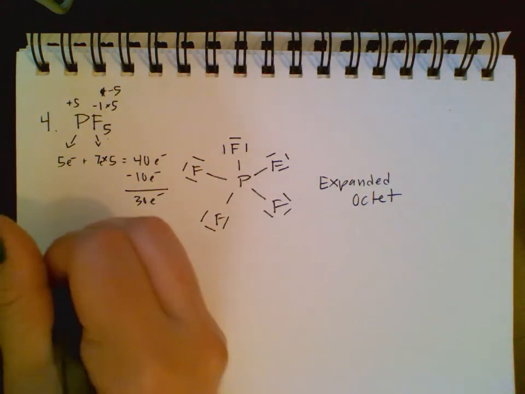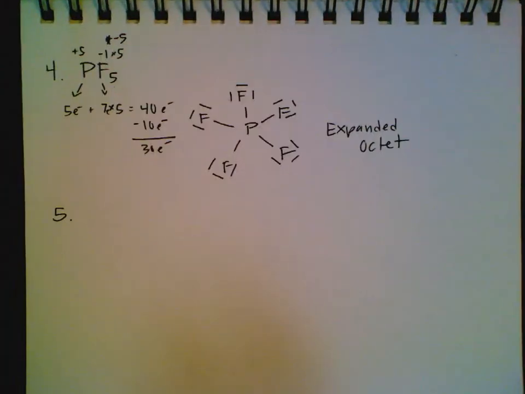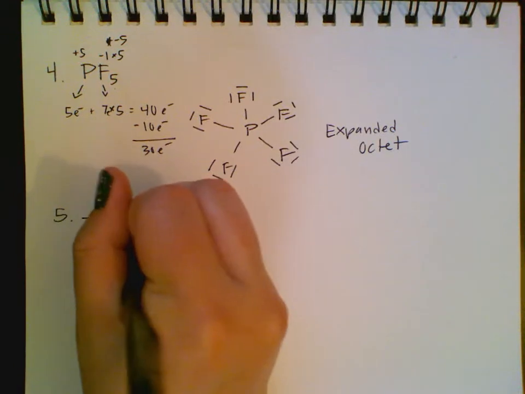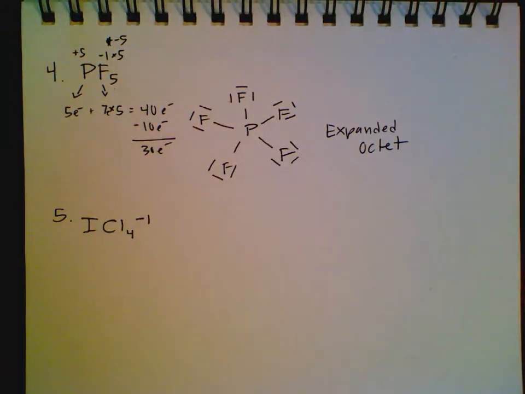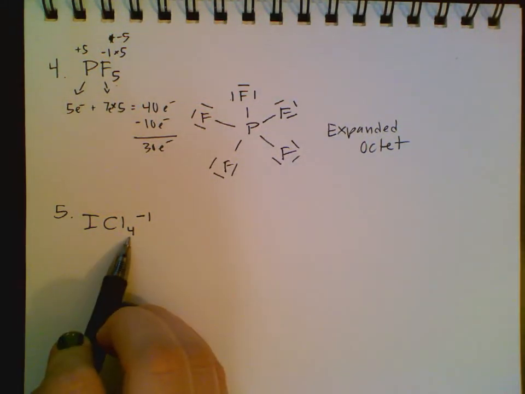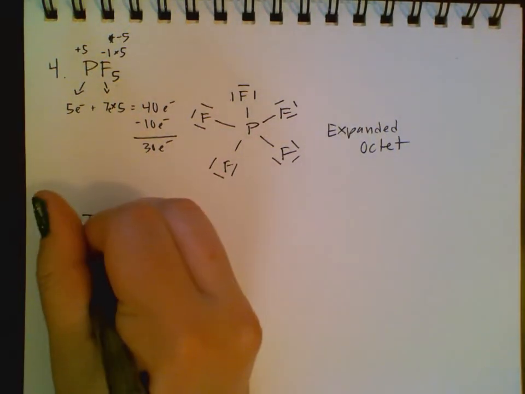Okay? All right. The next one is going to be ICl4 minus 1. Okay? So we look at this. It doesn't look like anything super crazy because it's got 4 for a subscript for the chlorine, so that's not so bad. So let's get started.